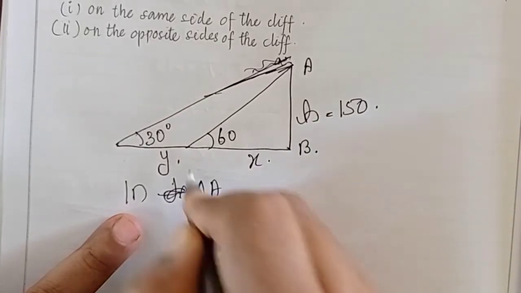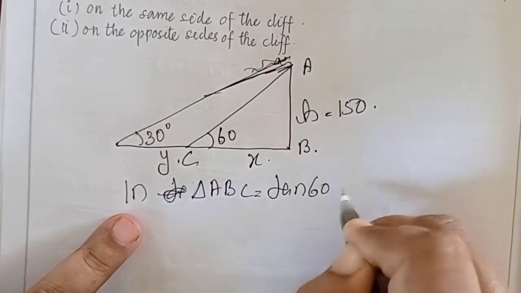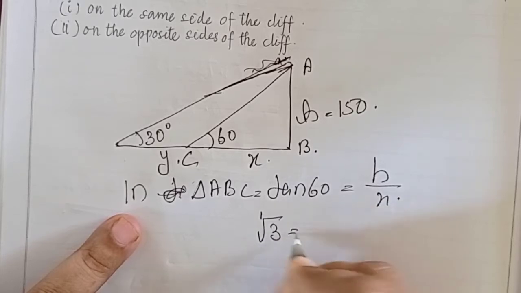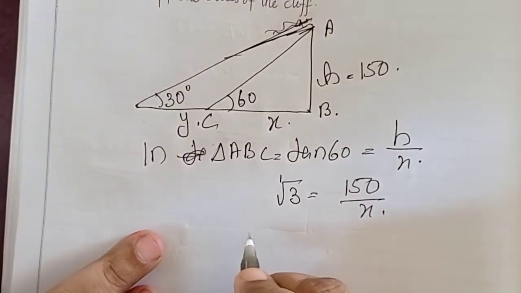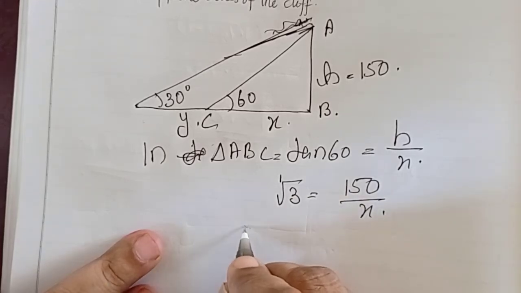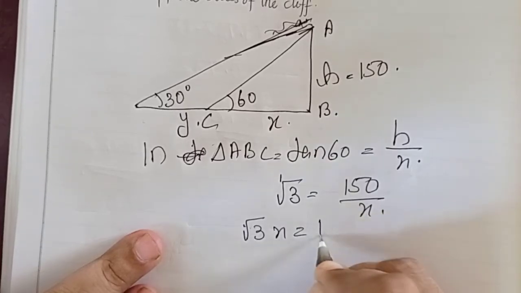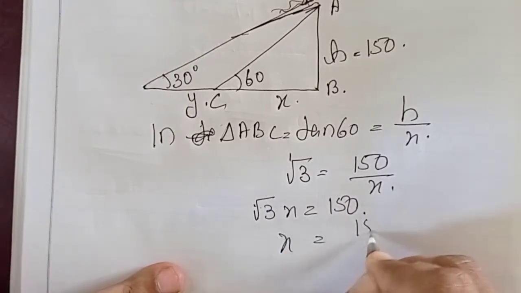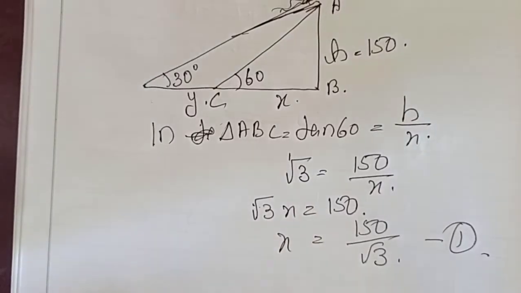In triangle ABC, tan 60 is equal to H by X. Tan 60 means root 3 equals H, which is 150, by X. Therefore, X is equal to 150 by root 3. You can write it like this: 150 by root 3.